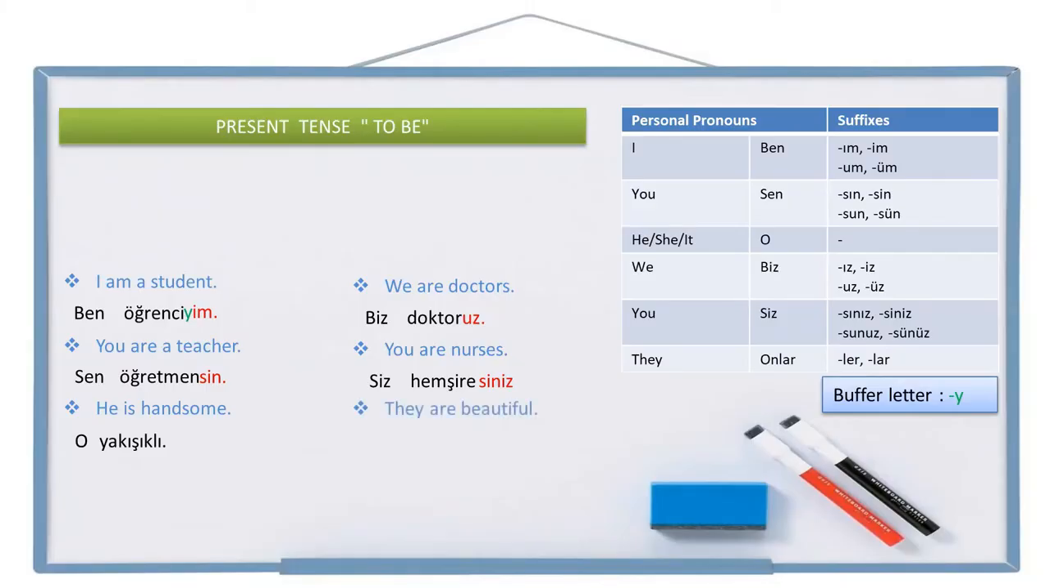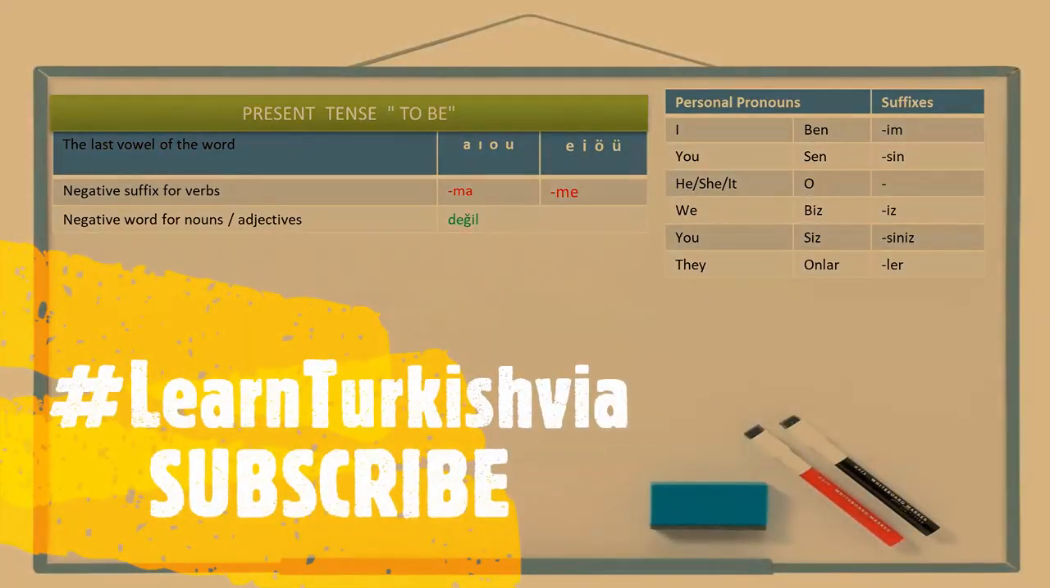They are beautiful. Doctor and nurse were nouns. Beautiful is an adjective, but the rule is not going to change. Personal pronoun they, onlar. Beautiful, güzel. Personal pronoun suffix to the end, güzeller. They are beautiful. Onlar güzeller. Alright, these were the positive sentences. Now let's take a look at some negative ones.